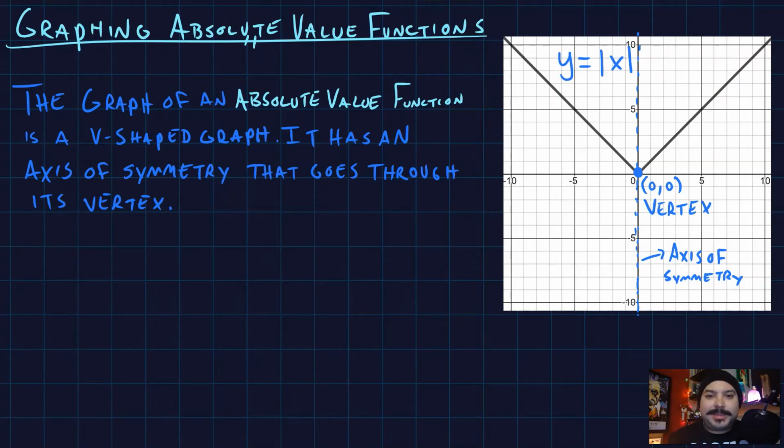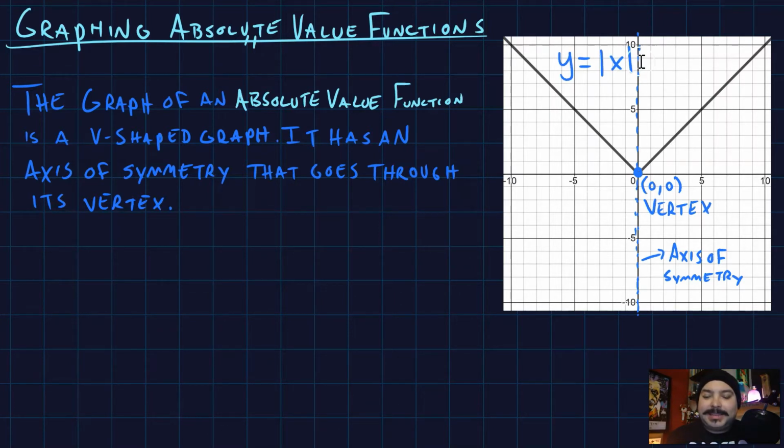Let's start off by discussing some of the characteristics of a graph of an absolute value function. Graphically, absolute value functions are V-shaped. Here we're looking at the parent function of an absolute value function, y is equal to the absolute value of x. This is the most basic form of an absolute value graph. And here you can see a couple of the important characteristics of the graph of an absolute value function.